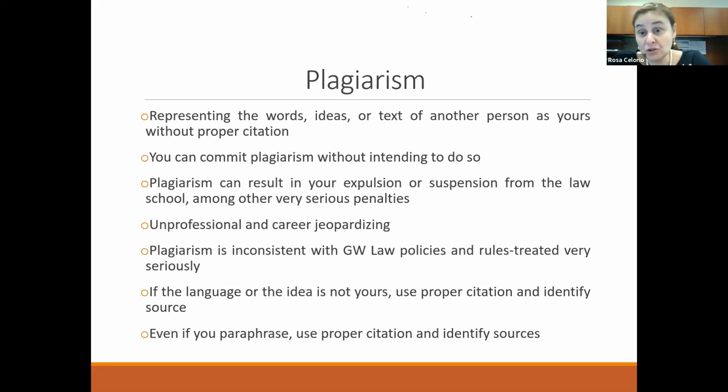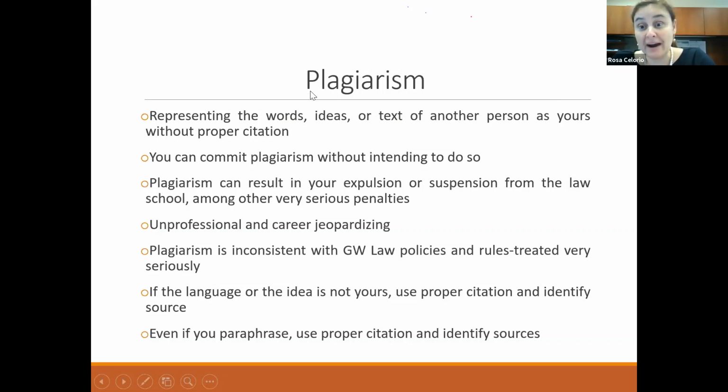It can be unprofessional and career jeopardizing, aside from the academic consequences that it can have in the law school. I don't know if you followed, but there's been a number of cases in the US government of very high profile figures that have lost positions, they have lost their reputation in the field, because of plagiarism. So it does have career consequences as well.